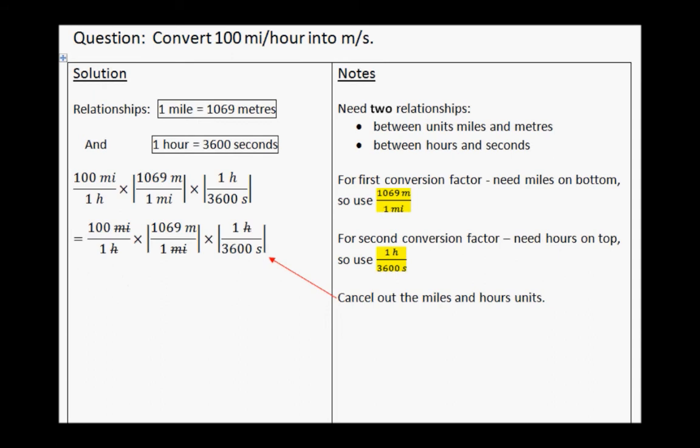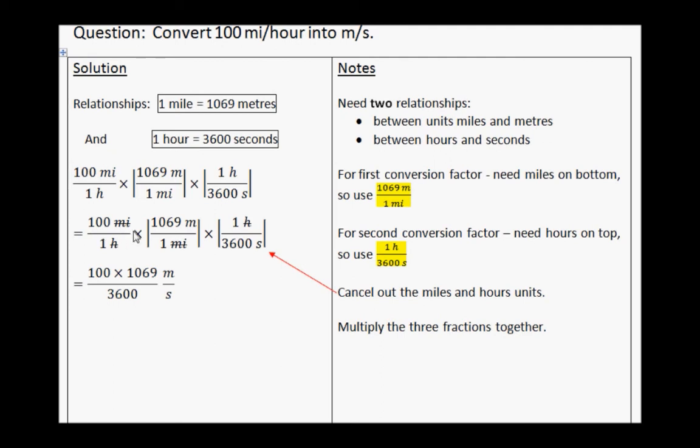So now all that's left is to carry out the multiplication with these three fractions. So the multiplication is going to be 100 times 1,069 times 1 on the top. So I don't need to put the 1 in. It'll be 100 times 1,069 on the top, and 1 times 1 times 3,600, which just gives 3,600 on the bottom. And I put the meters and seconds in separate, because I know meters is going to be on the top and seconds is going to be on the bottom because of the canceling. 100 times 1,069 divided by 3,600 gives 29.69, which I just round up to 29.7. And instead of writing meters over seconds, I'll just write meters per second in the usual way with a slash.